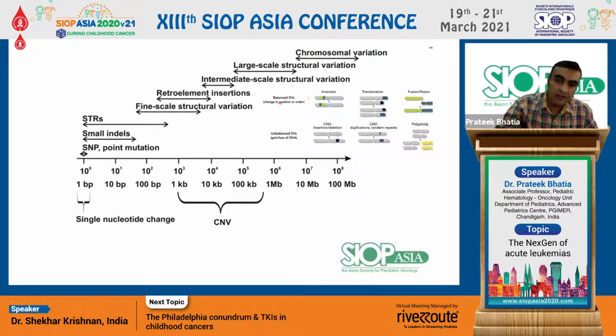Now these larger structural variations can further be balanced or unbalanced type. In the balanced type, there is no net loss or gain of genetic material, and these include translocations, fusions, and inversions, whereas the unbalanced types include the CNVs as well as the largest structural variations of ploidy.